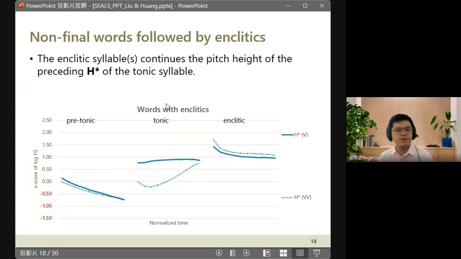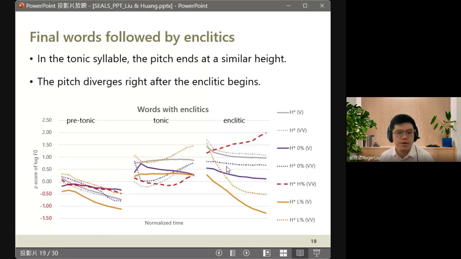As for the non-final words followed by enclitics, we can see that the enclitic syllables continue the high pitch height of the preceding L of the tonic syllable here. The first two syllables look the same as the previous slide, and we can see the enclitic syllable is persistently realized as a high-level tone.